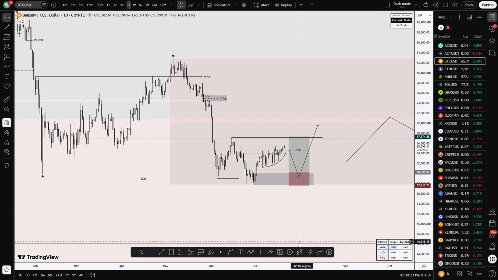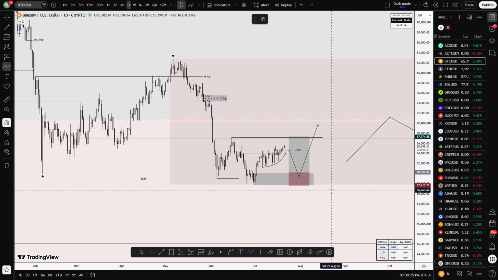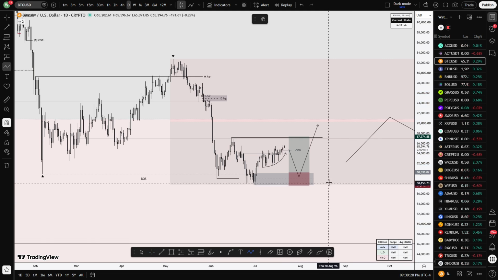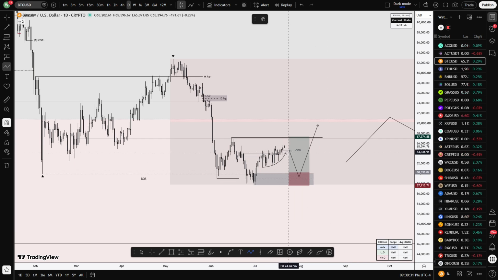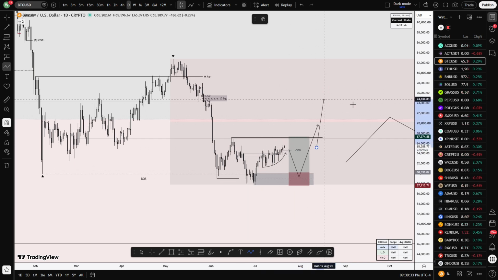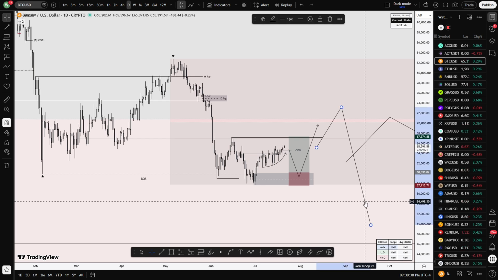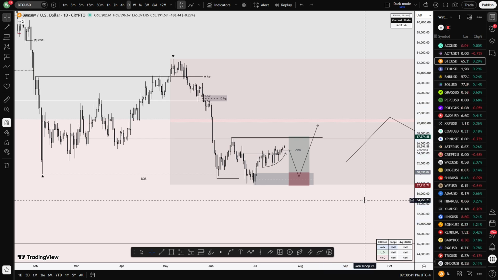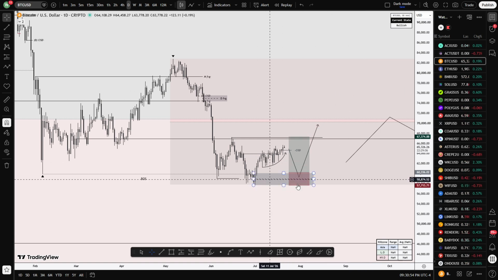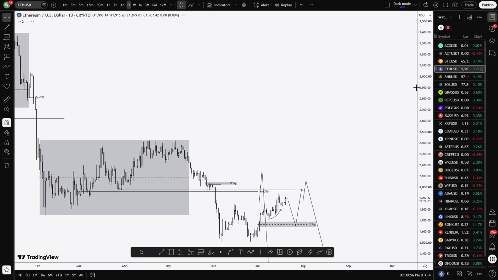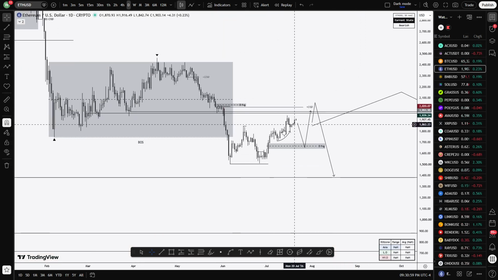Or alternatively, we could also not take this high, continue higher, and then start selling again. So that's another thing to look out for. It's still the same thing.